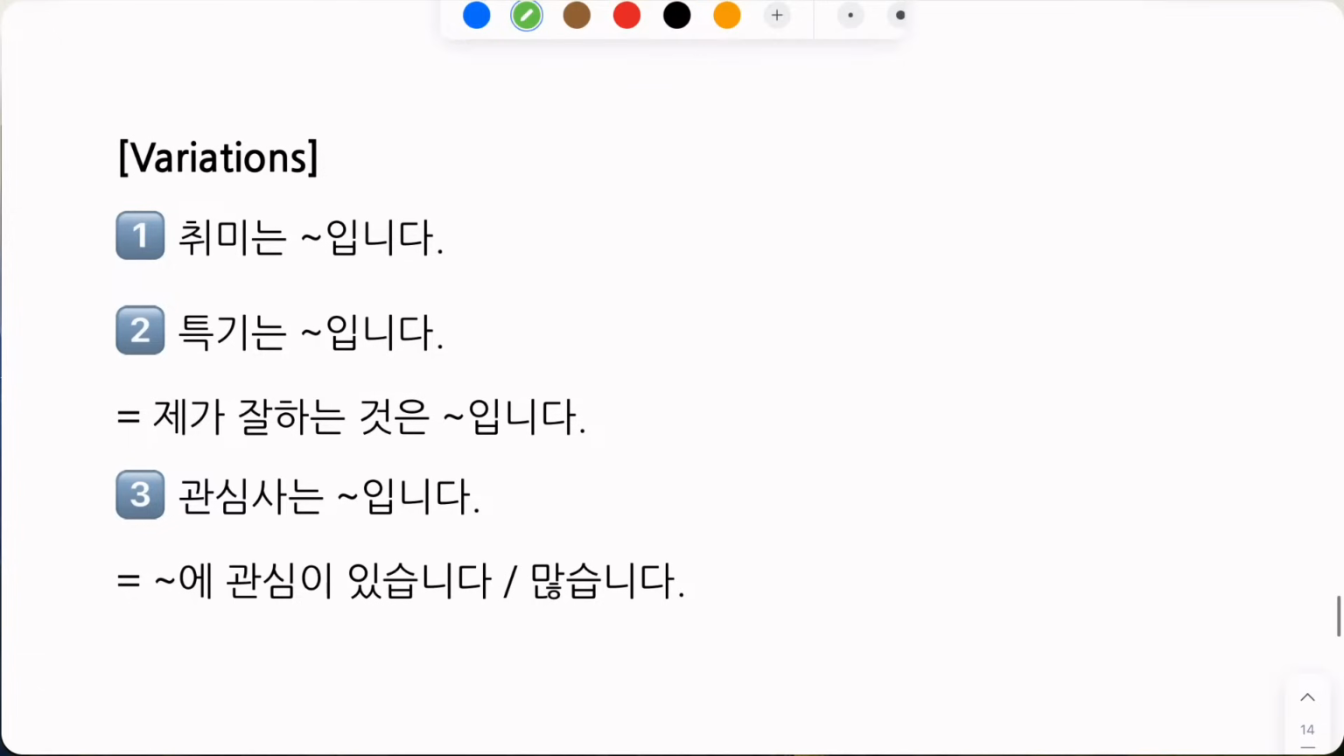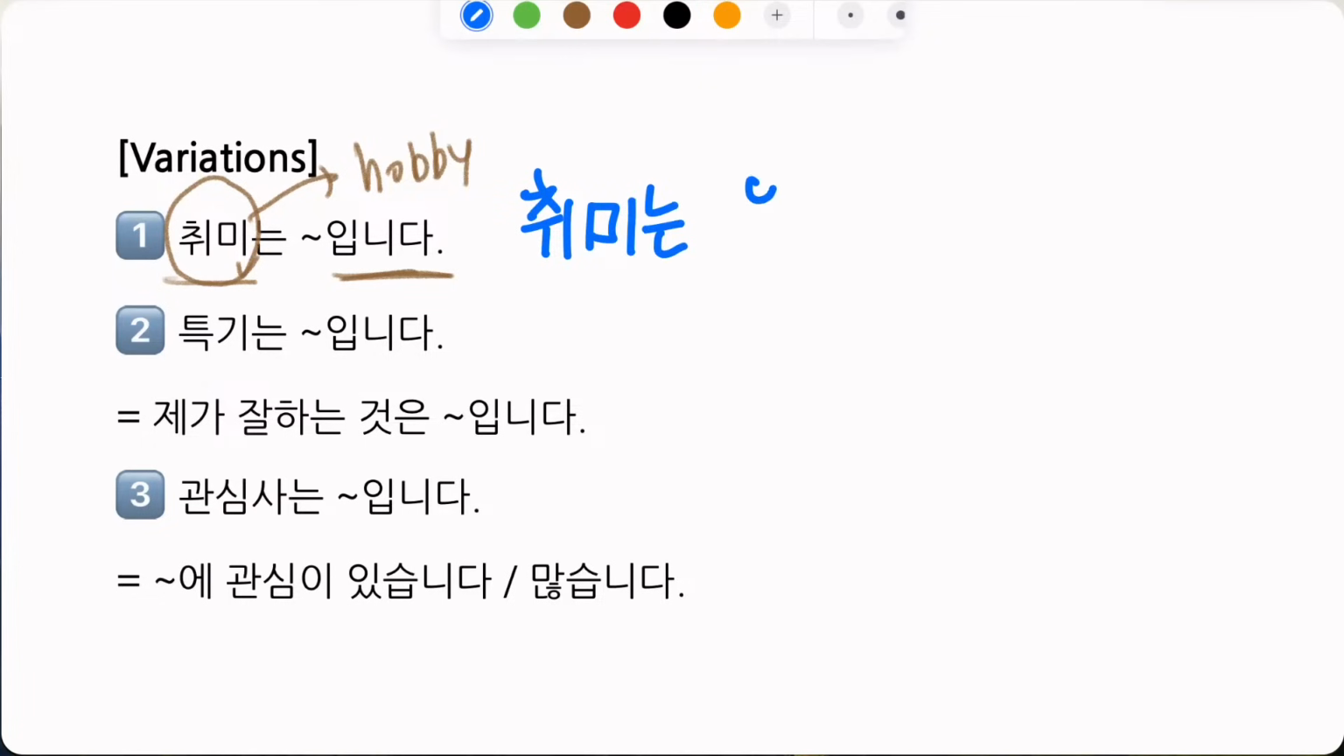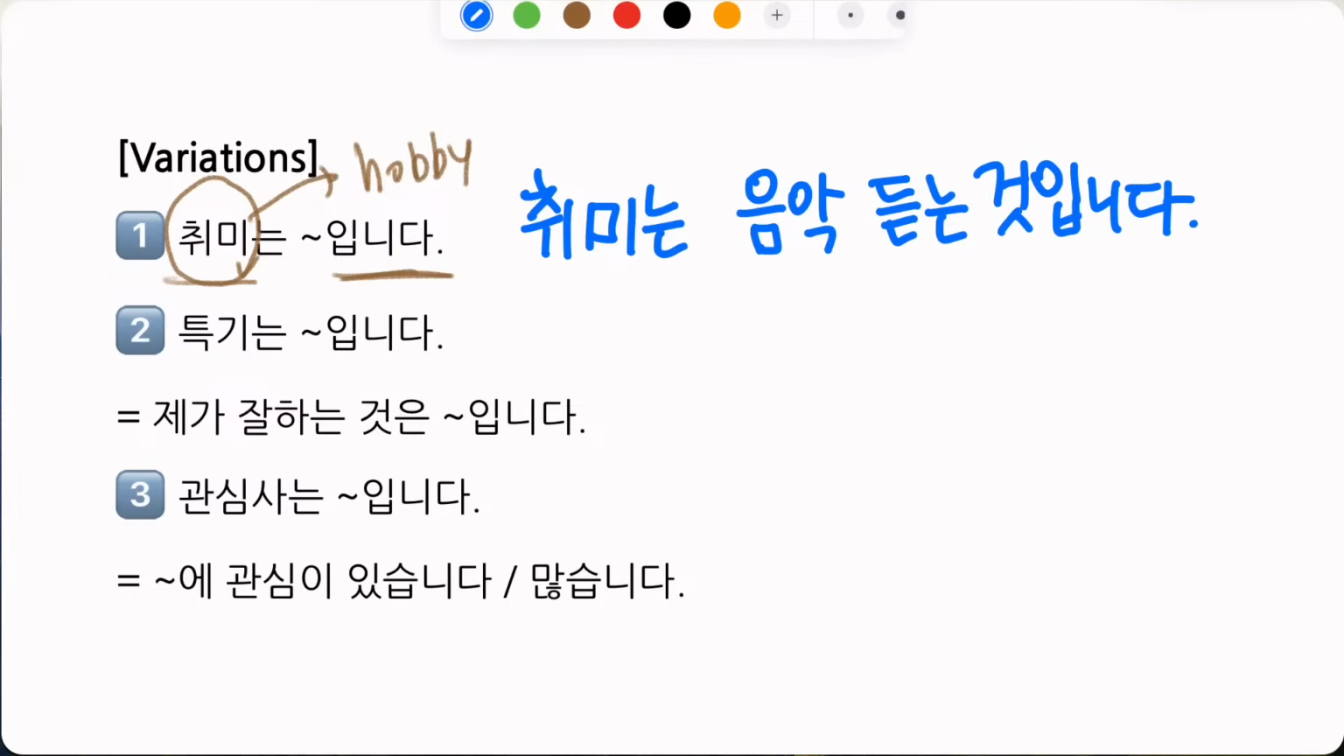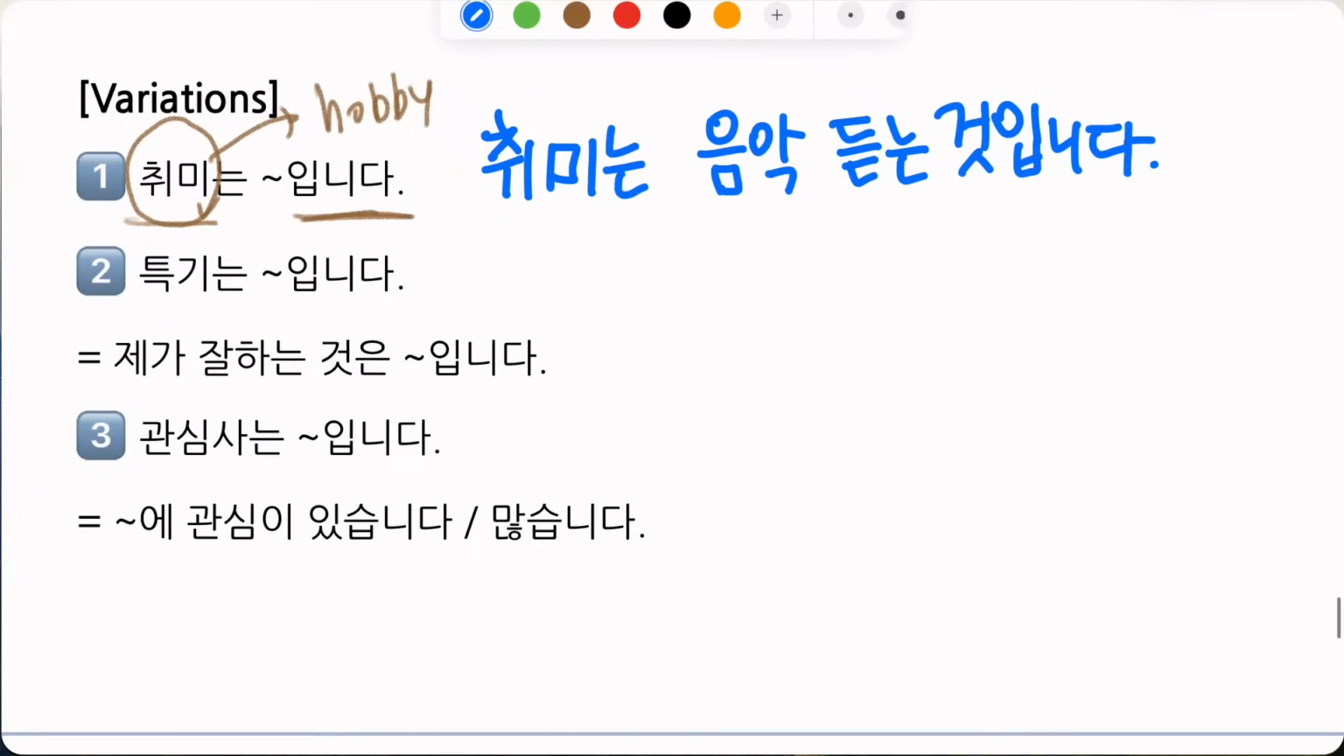그리고 here are a couple of variations you can use for what you like. You can say your 취미, your hobby. Your hobby, 취미, is something. So you can say, like, my hobby is listening to music. In that case, you can say 취미는 음악을 듣다. 음악 듣는 것입니다. 취미는 음악 듣는 것입니다.